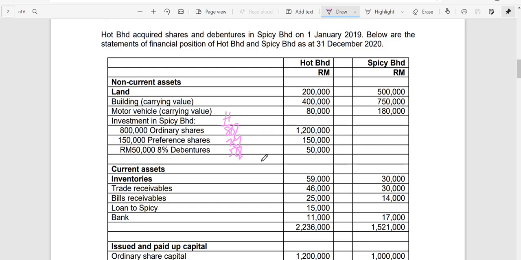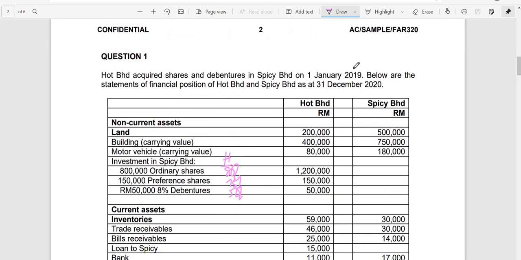This is the second part of the video on the preparation of the consolidated statement of financial position. In the second part, we are going to proceed with the preparation of the working schedule as well as the preparation of the consolidated statement of financial position. As you can see, the question here is from the sample final exam question FAR320, the one in July 2021. It is a sample question.